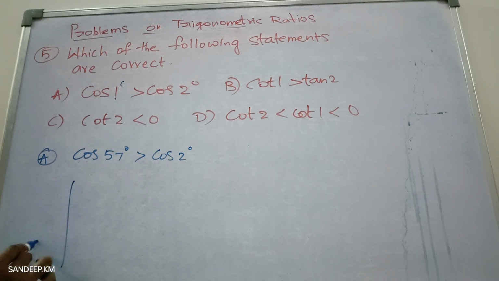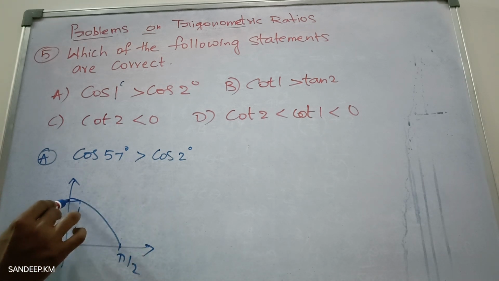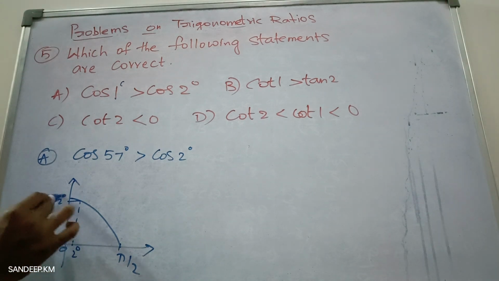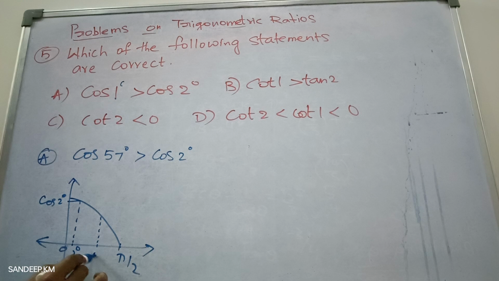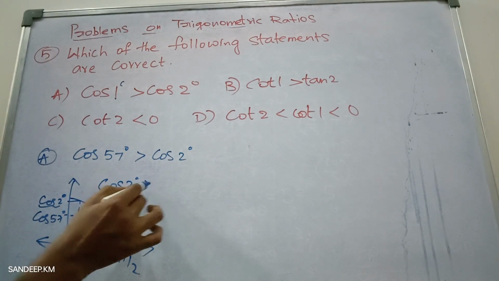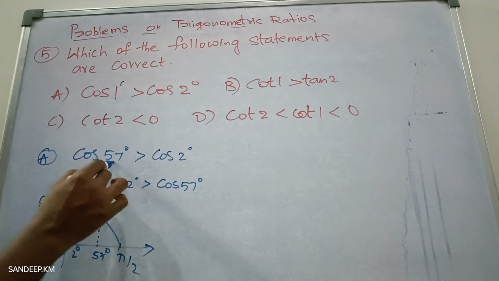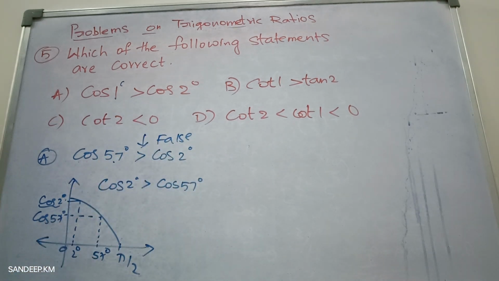But do you remember the graph of the cos function between 0 and 90 degrees? Cos function is a decreasing function. So when the input is 2 degrees, the output is cos 2 degrees, and when input is 57 degrees, the output is cos 57 degrees. Now from the graph it is very much clear that cos 2 degrees is greater than cos 57 degrees. Cos 2 degrees is above and cos 57 degrees is below. So therefore the given statement is false. They told that cos 57 degrees is larger than cos 2 degrees, but actually cos 2 degrees is larger than cos 57 degrees from the graph.